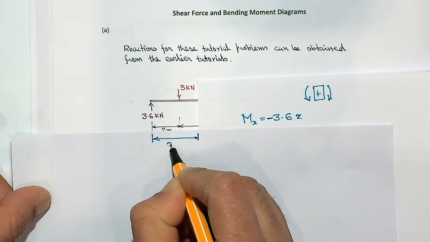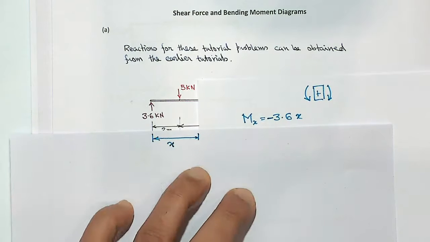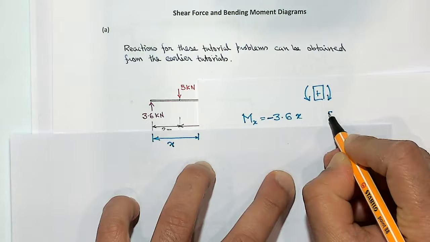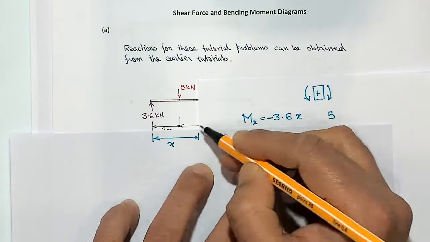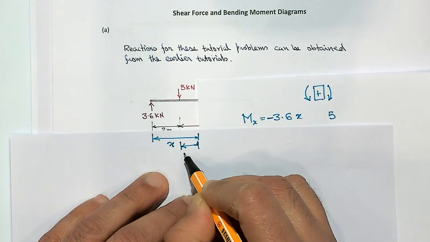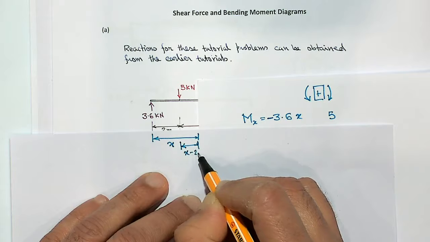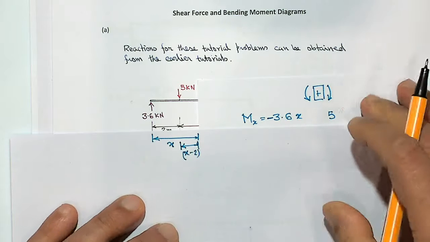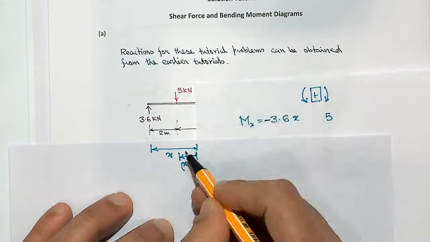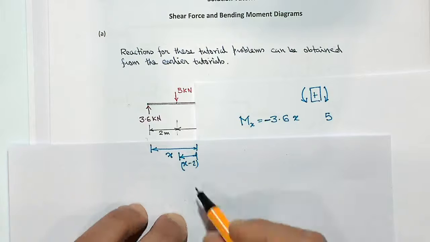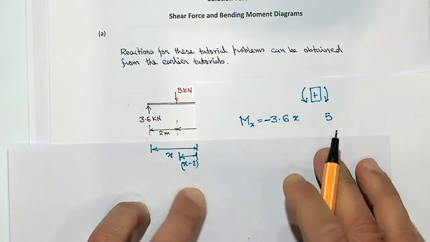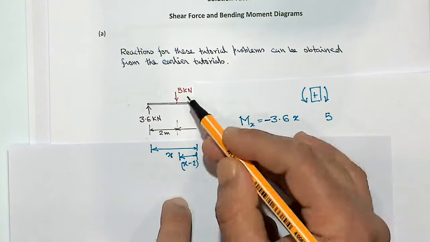So this distance is x, let's put it that way. So the moment due to 5 kilonewton is 5 times (x minus 2), because this is the distance that I will be interested in. So this distance is x minus 2 meter, because that distance is 2 meter. So the moment due to 5 kilonewton would be 5 times (x minus 2).